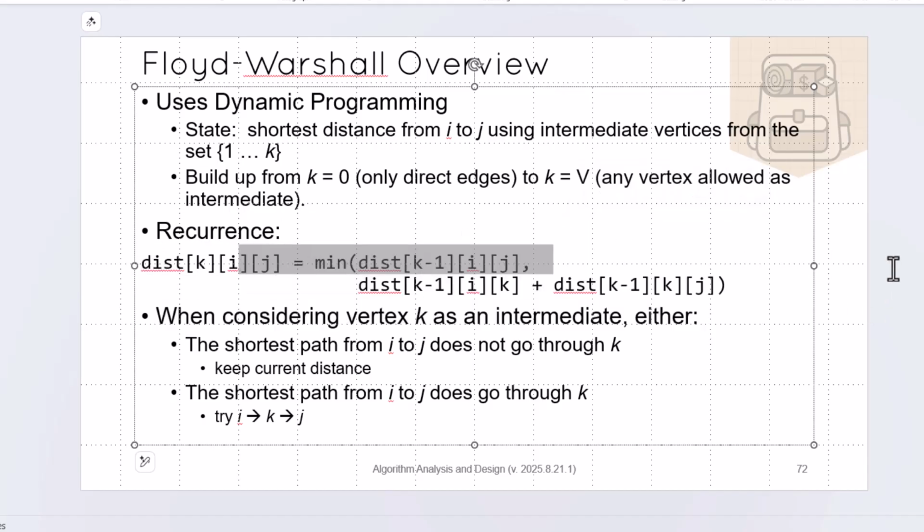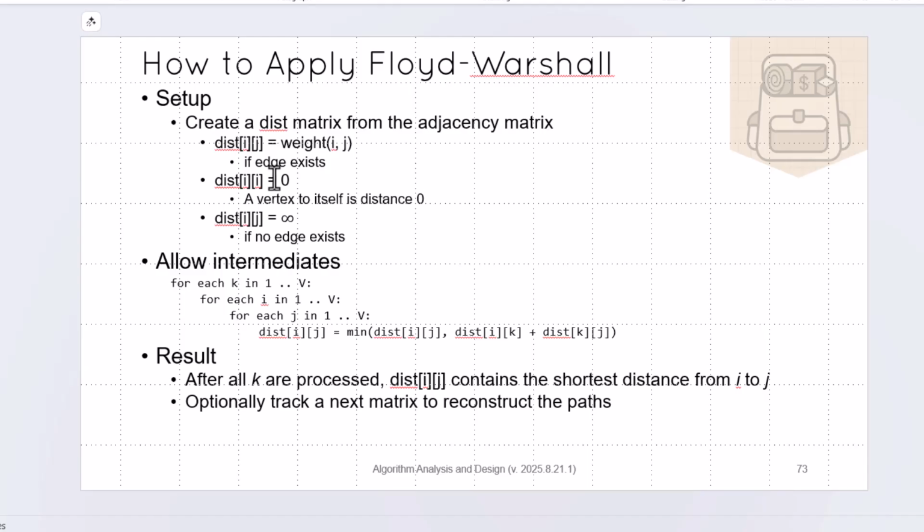I'm giving you the recurrence again. I gave it to you, I think, earlier. When considering vertex k as an intermediate, either the shortest path from I to j does not go through k, so we keep the current distance. So that's similar to don't put the new item in the knapsack, right? Or the shortest path from I to j goes through k. So then we would try I to k to j. Okay, put the item in the knapsack. So it's a very similar idea. How do we apply it? Well, the setup is we create a distance matrix, dist matrix. Distance i, j equals the weight at i, j if an edge exists.